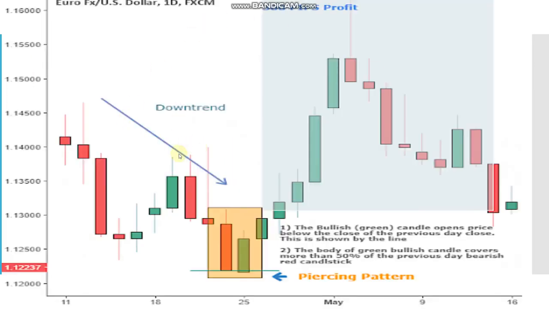Again, you see market was in a downtrend, market was going down, and this is a big red candle, followed by a green candle. See, the green candle opens slightly below the red candle and closes above the 50% of the body of the red candle. So this is a piercing pattern, and after that you see that market started going up. So this is how a piercing pattern looks.